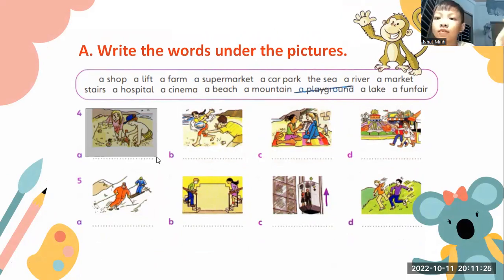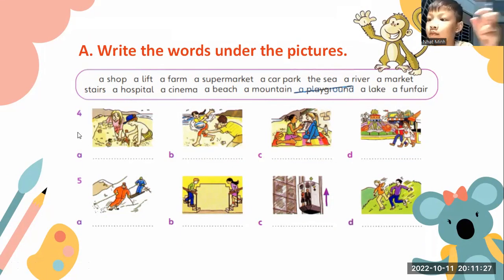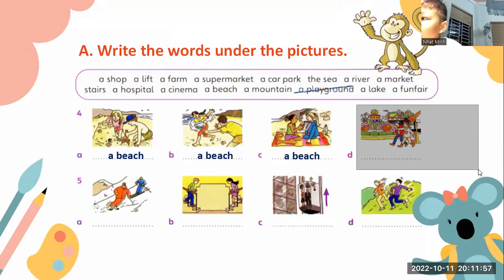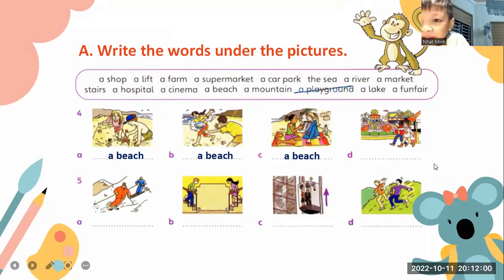What are they doing? Where are they? They are at the beach. Okay, what about letter B? Where are they? They are at a beach. Very good. How about letter C? Where are they? They are at the beach. Very good. What about letter D? Where are they? They're at the fun fair.